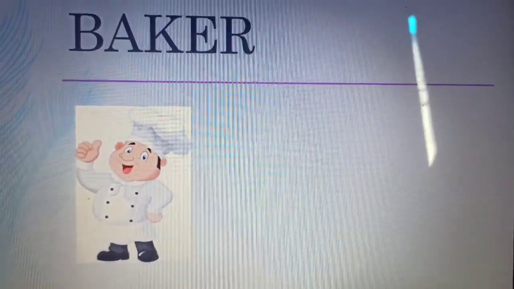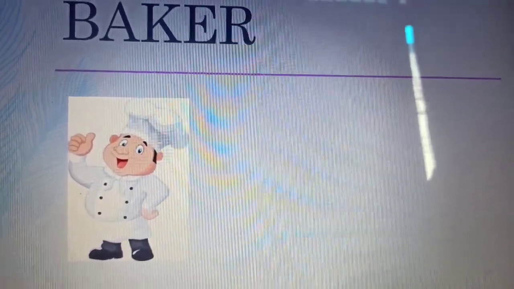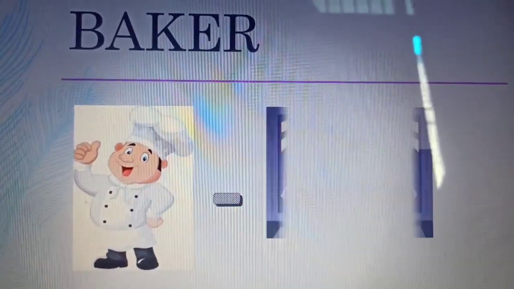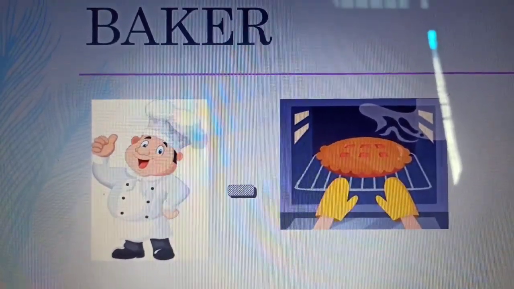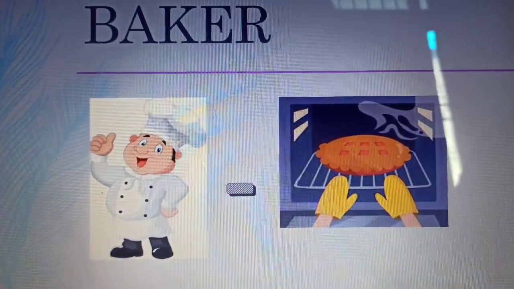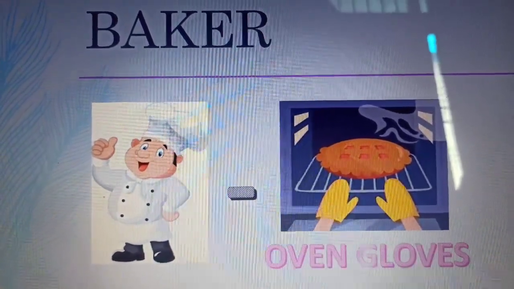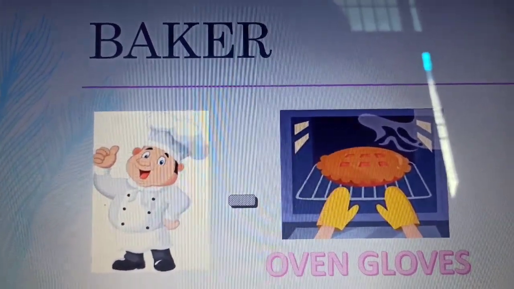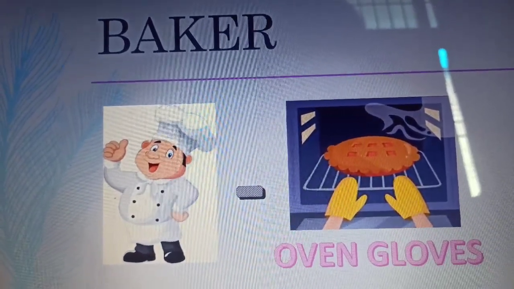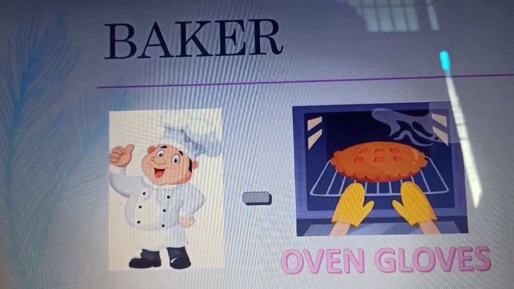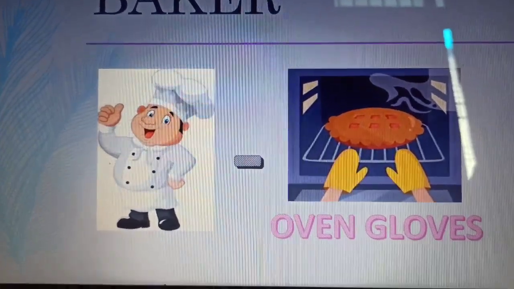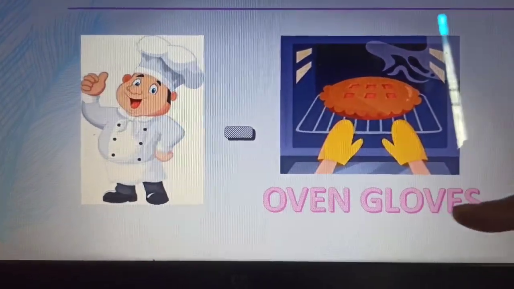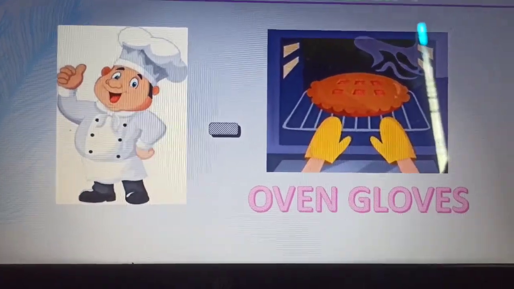And next we have baker. Wow, when I name the baker, I always remember the cake, pastries, yummy yummy pies and breads. So what all things does he use? So oven gloves, most important, oven gloves, because things are too hot. So he uses oven gloves, and he takes out the cakes and breads.